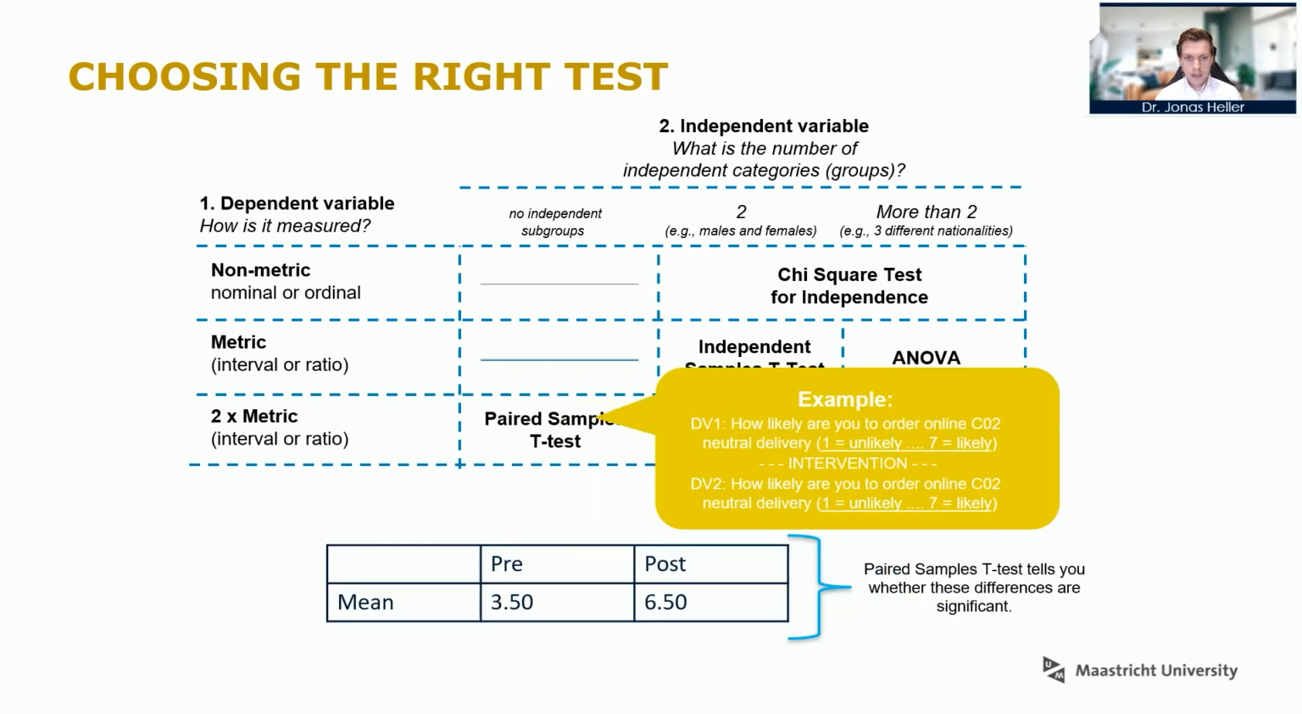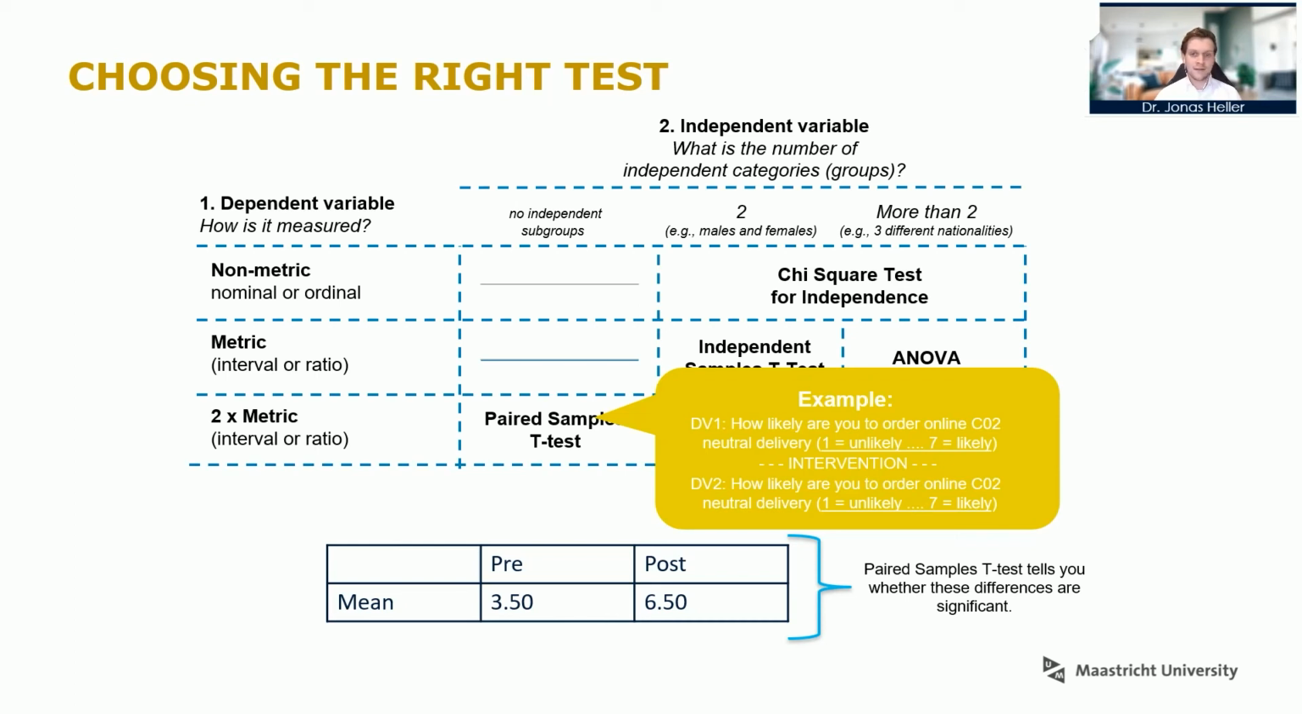Last but not least, a paired sample t-test is a bit of a different test compared to the other ones, because here you actually do not have any independent groups. So you do not compare males versus females or French versus German versus Swedish people. So you don't split your sample based on different categories. But what you do is you present them with two different metric dependent variables. So here the example that we have on the slide is we ask them first at a certain point of time, how likely are you to order online CO2 neutral delivery? Again, on a scale from 1 to 7.